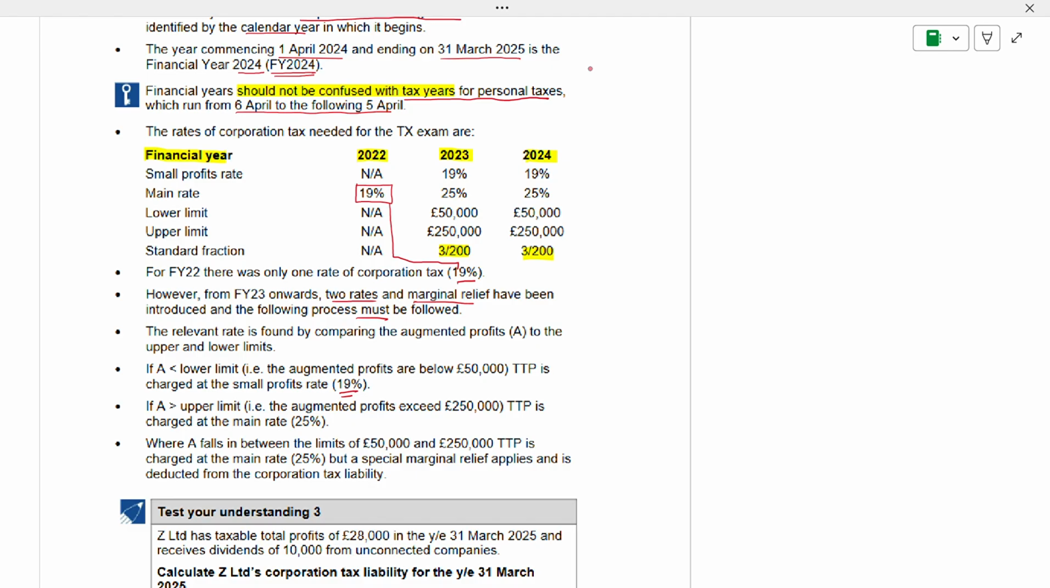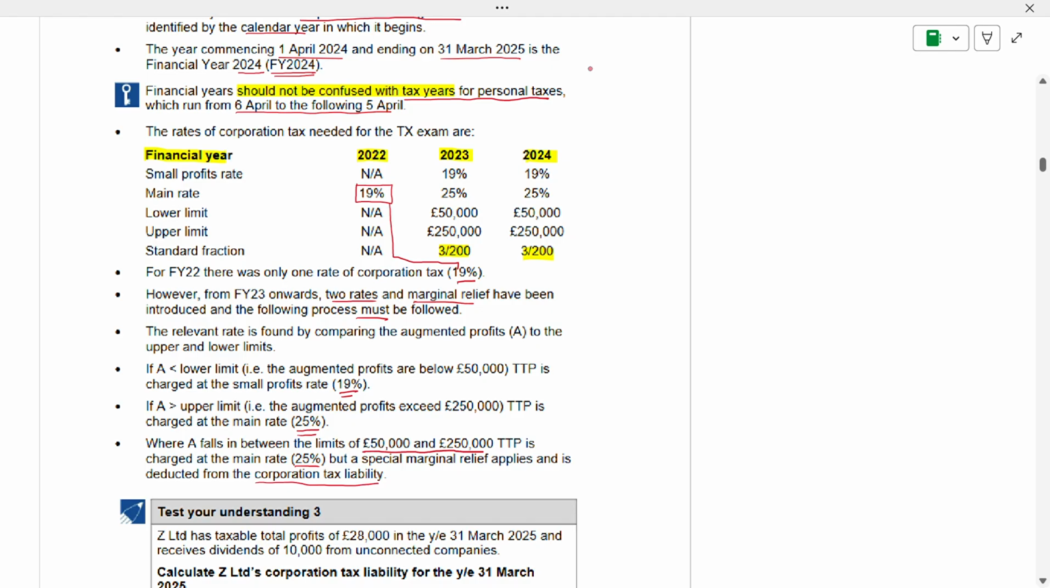If the augmented profits are below the lower limit of 50,000, TTP is charged at 19%. If augmented profits are below 50,000, what is the tax rate? It will be 19%. If augmented profits are more than the upper limit, that is 250,000, it will be how much? 25%.